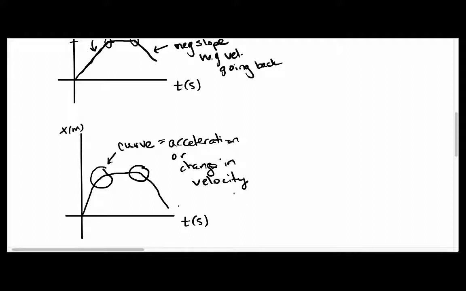So I'm going to make another video which you can watch that's going to go into what the different shapes of the lines on position time graphs mean in terms of whether or not you're speeding up or slowing down or going at constant speed, positive velocity, negative velocity. So go ahead and make sure to watch that one as well.